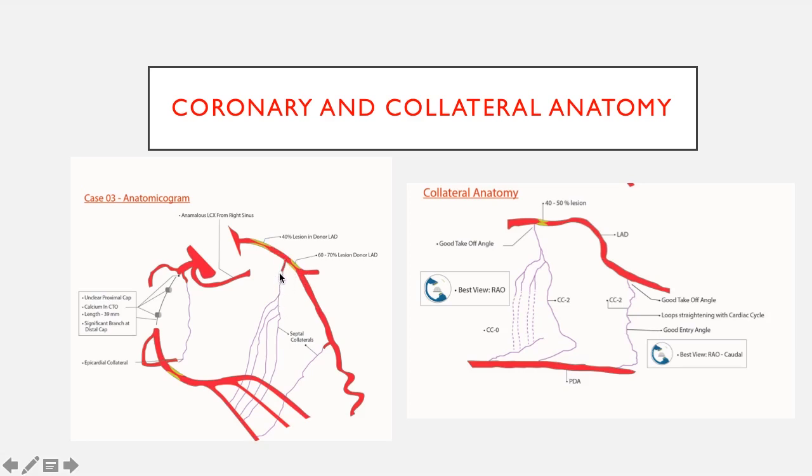and the first septal is almost like a brook. These are CC0 collaterals, and this is a CC2 collateral, and this is also a CC2 collateral. This collateral is well visible in RAO, and this distal third septal collateral is well visible in RAO caudal.